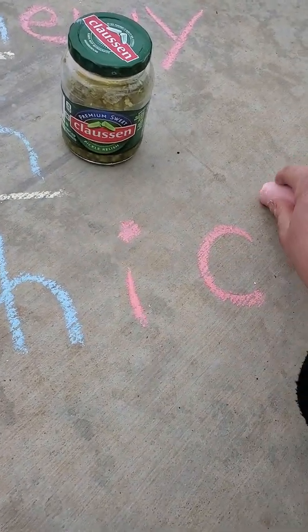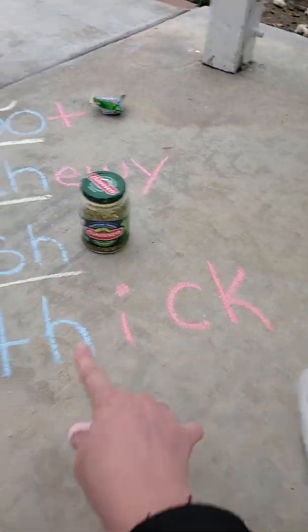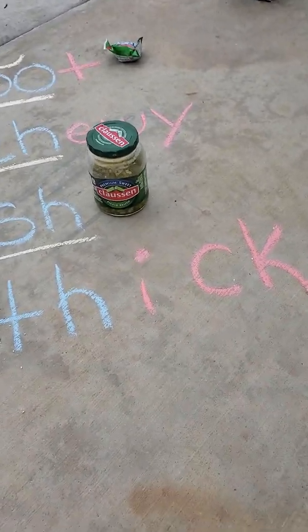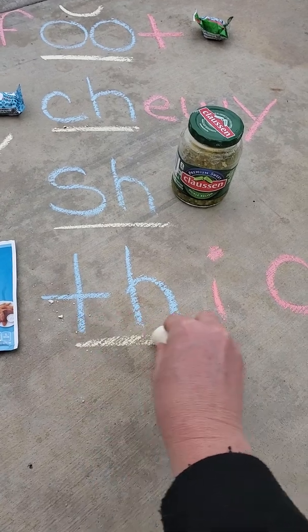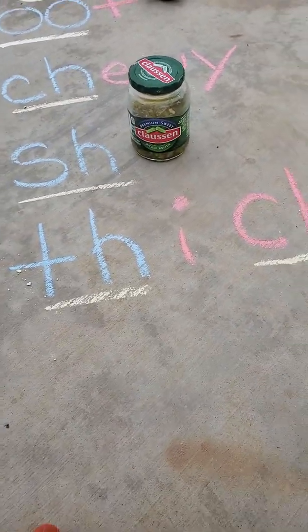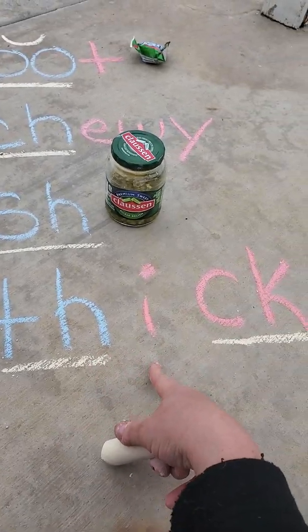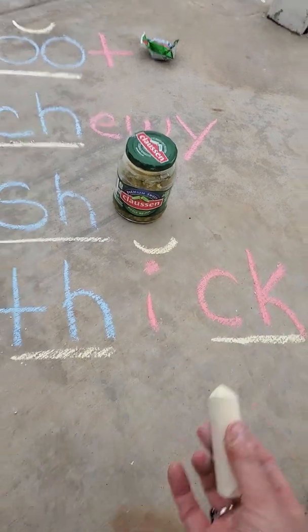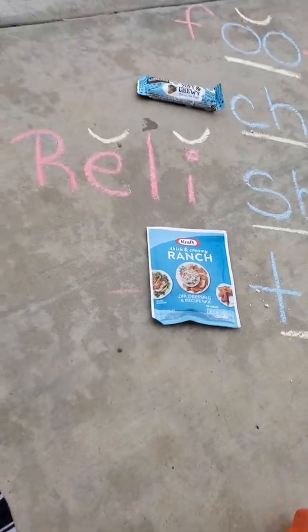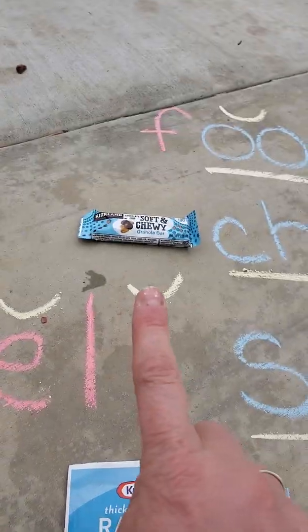And remember, CK is also a digraph. So thick. So I'm going to go ahead and underline my digraphs because there's two of them. There's TH and CK. And I still have to code my word. And that's an I, right? It's short. So we're going to put that breve on top. So thick. Oh, and look, ranch even has a CH, so I could even put it over there if I wanted to, but I decided to do my chewy bar instead.